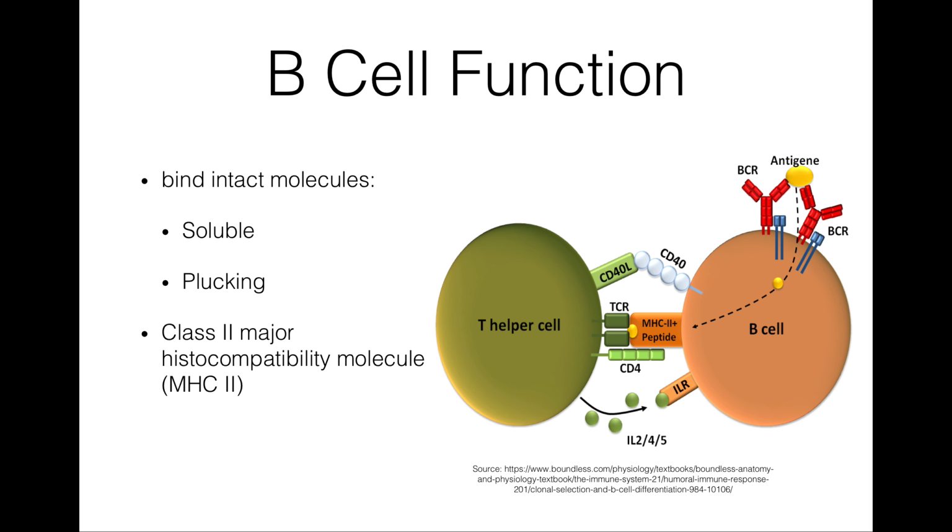So how do B cells function? B cells bind to intact molecules, meaning they either bind one, soluble molecules present in the extracellular matrix, or two, they pluck cells off of other cells that they identify as a foreign antigen. Once they bind the antigen, they engulf it via receptor-mediated endocytosis, meaning they absorb it into their own plasma membrane. Once the antigen is digested into fragments, it is displayed back onto the cell surface via class 2 histocompatibility molecules, which is also known as the MHC2 complex.